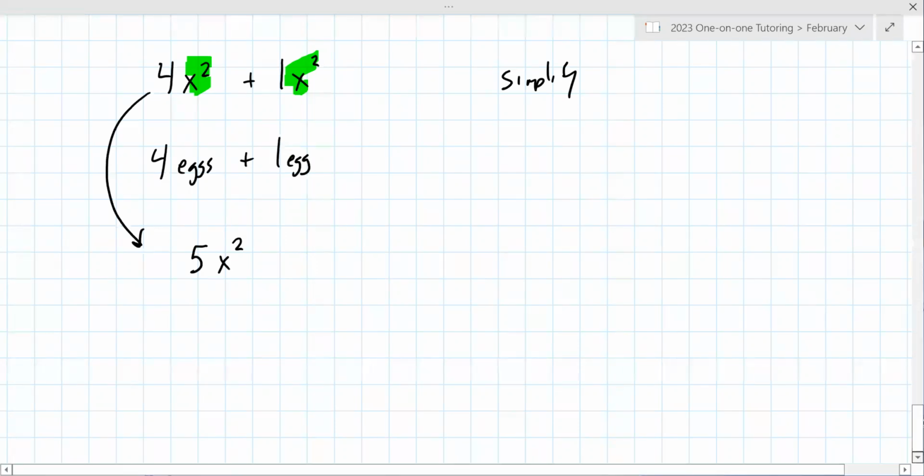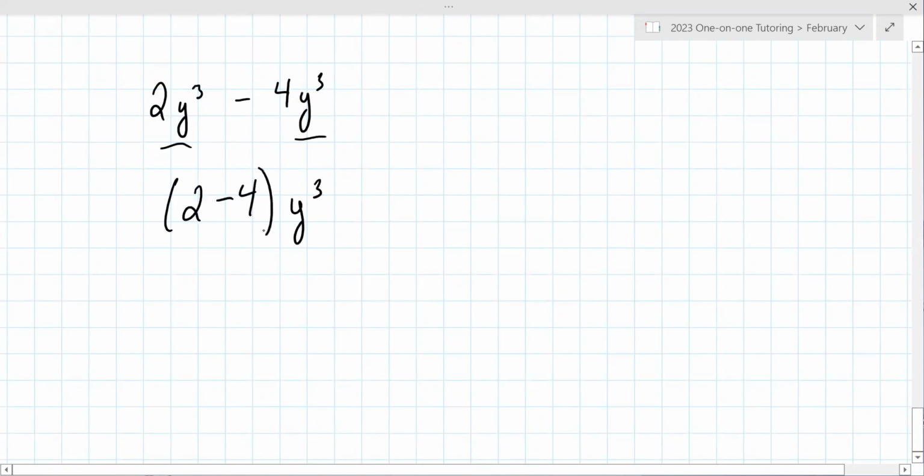All right. Now let's say you had something a little bit different here. 2y cubed minus 4y cubed. Your answer has a y cubed in it. Like that part just comes down. But you have to be careful, because you have it would be a negative number, right? That's right.